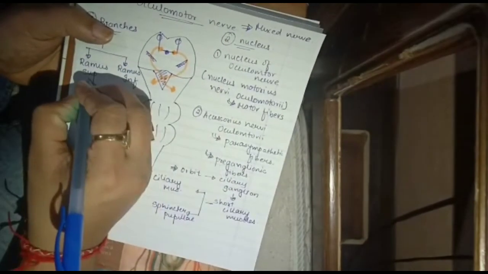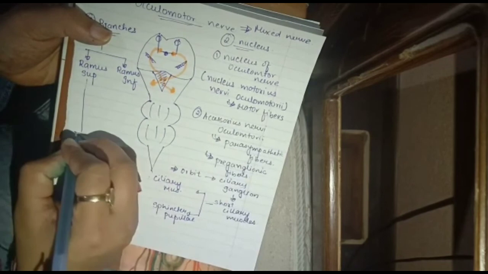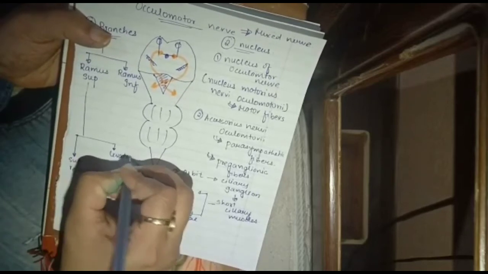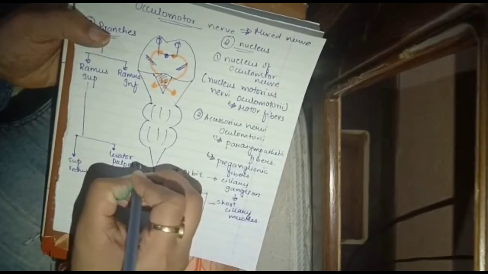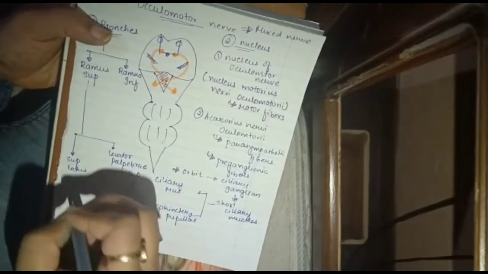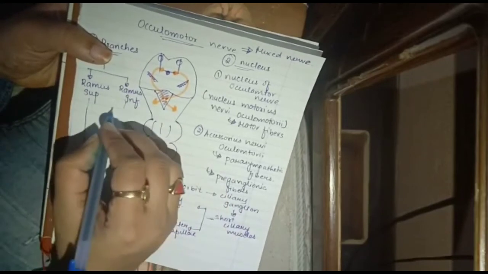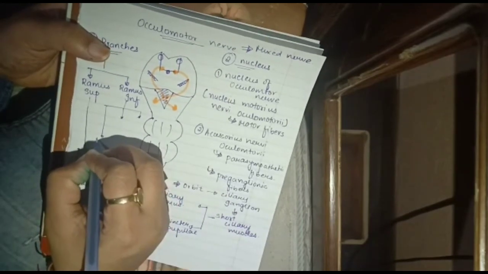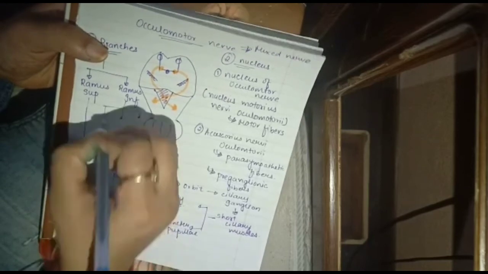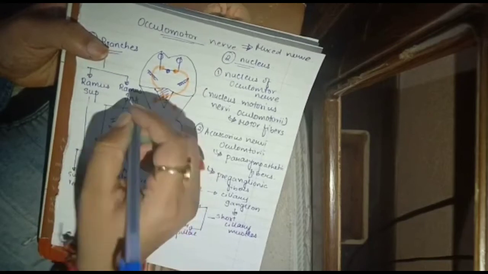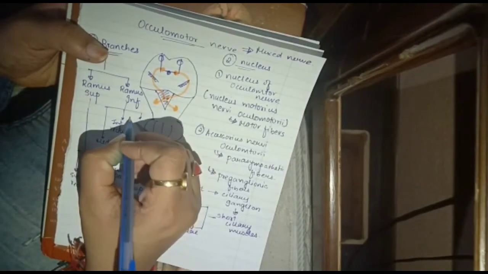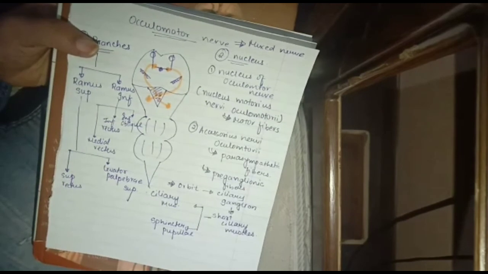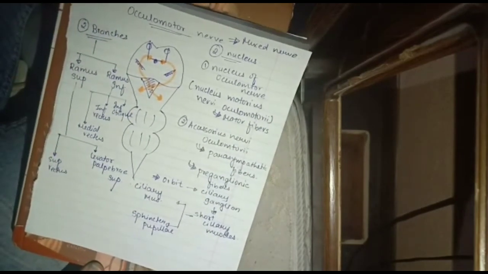So ramus superior supplies two muscles, superior rectus and levator palpebrae superioris. Ramus inferior supplies three muscles. The first muscle is medial rectus, then inferior rectus, and inferior oblique muscle. So this is all about the oculomotor nerve, right?